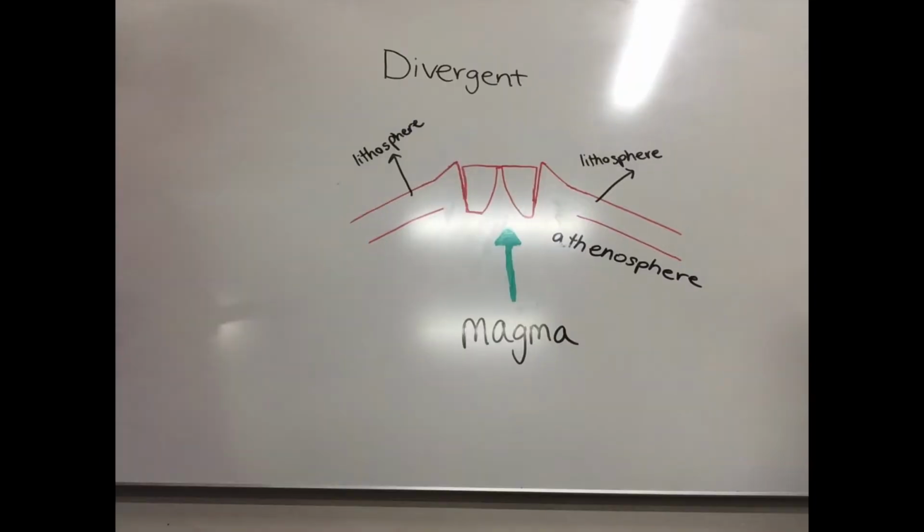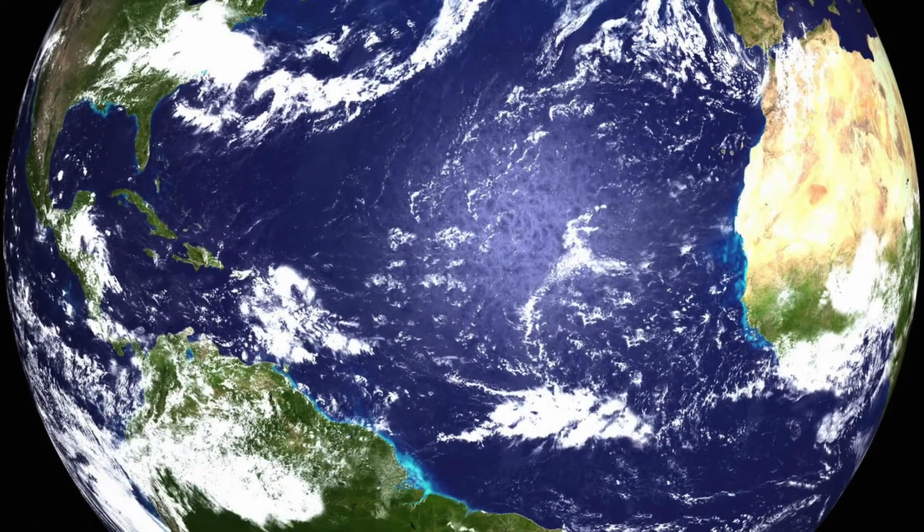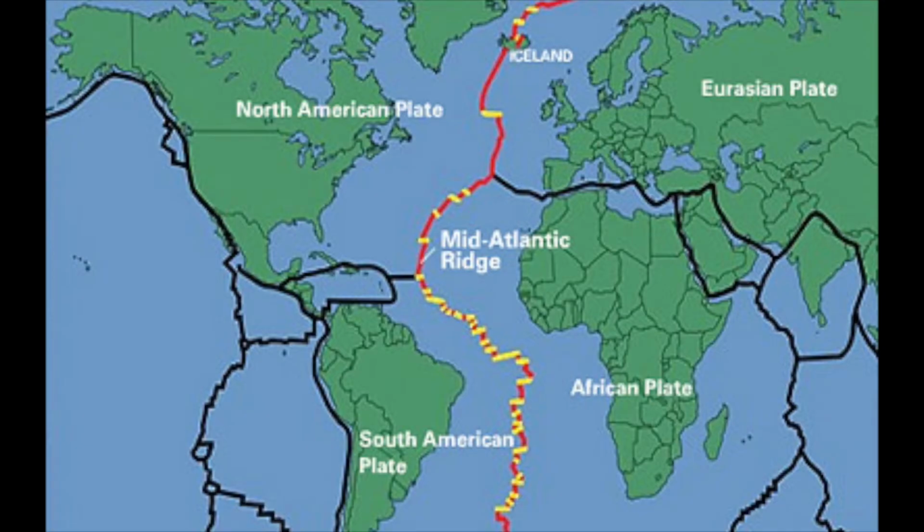A divergent plate movement is when the crust is being forced apart. This is known as a divergent or constructive plate boundary. New crust is forming from magma that rises to the Earth's surface between the two plates. An example of the divergent plate boundary is the Mid-Atlantic Ridge.